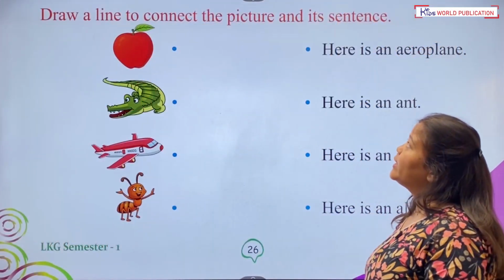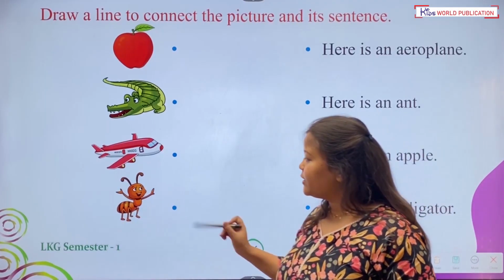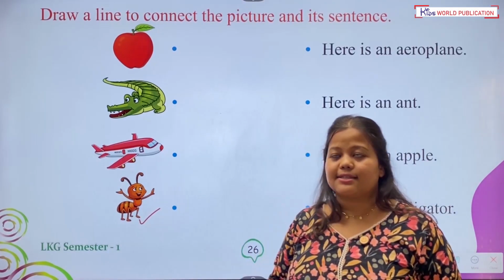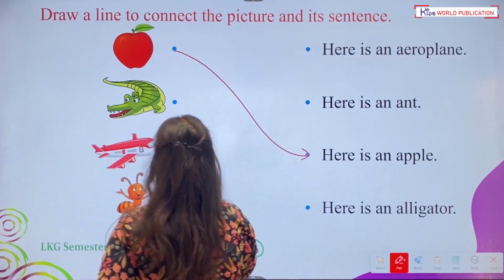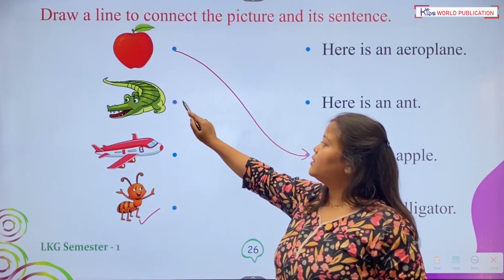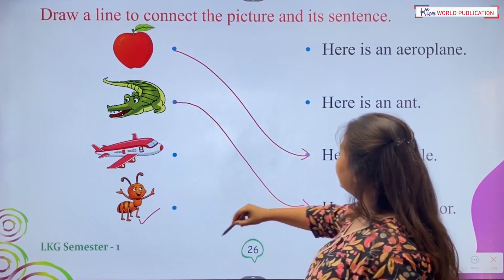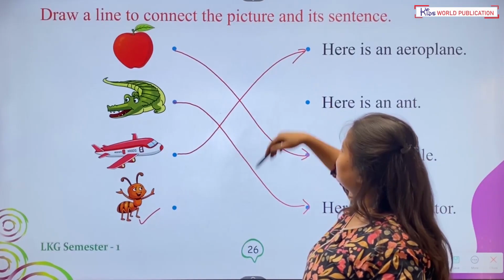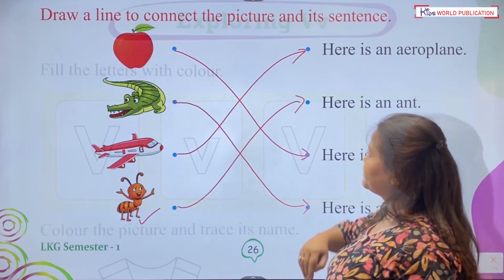Draw a line to connect the picture and its sentence. So kids, let's connect the picture to its relatable sentence. Apple. Here is an apple. Alligator. Here is an alligator. Aeroplane. Here is an aeroplane. Ant. Here is an ant.